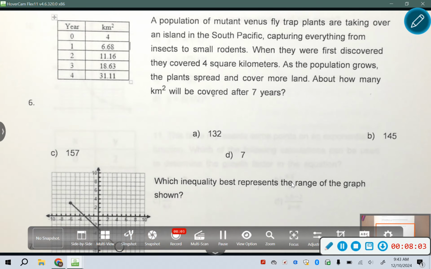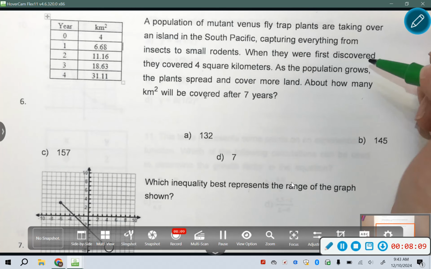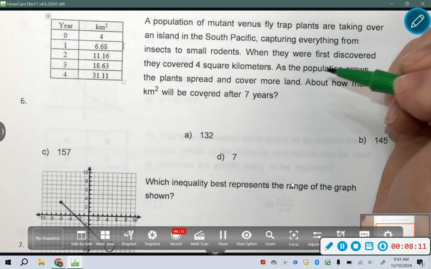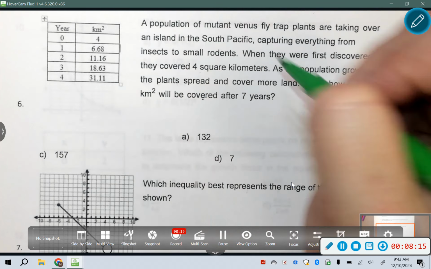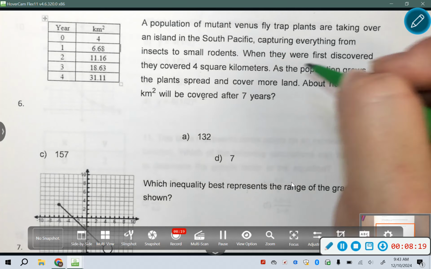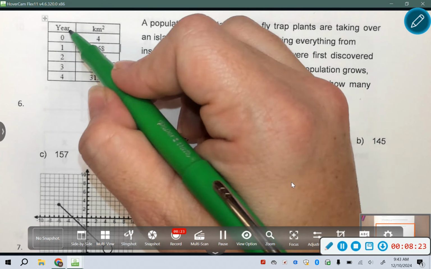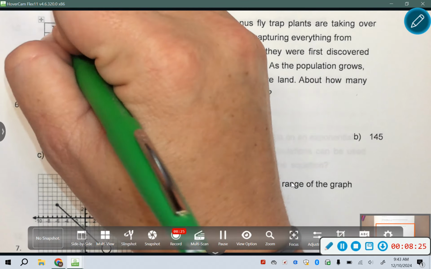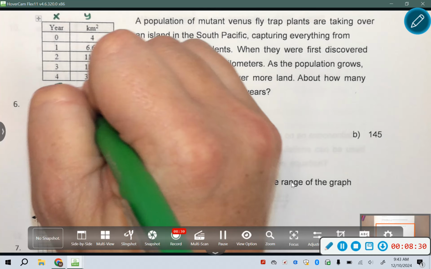Okay, number 6 says a population of mutant Venus flytrap plants are taking over an island in the South Pacific, capturing everything from insects to small rodents. When they were first discovered, they covered 4 square kilometers. As the population grows, the plants spread and cover more land. About how many kilometers squared will be covered after 7 years? So here's my years and my kilometers squared. This is my x and my y. Well, I want to know when x is 7, what y is.